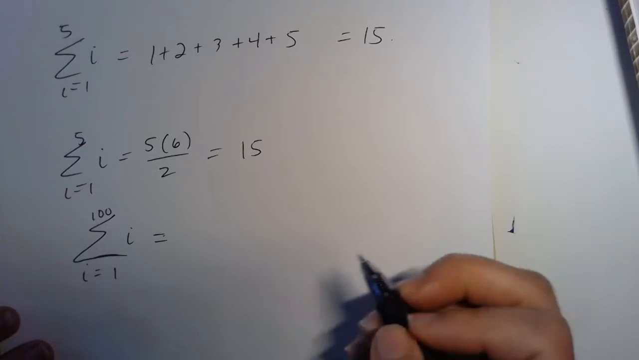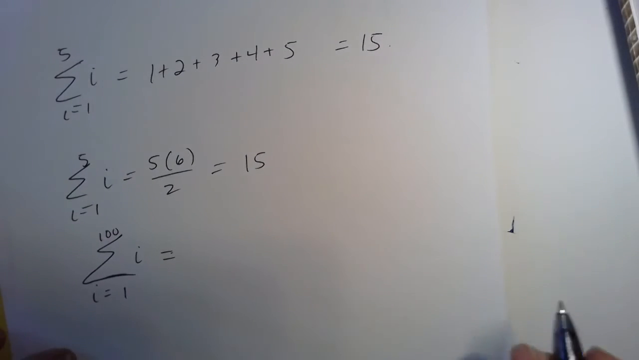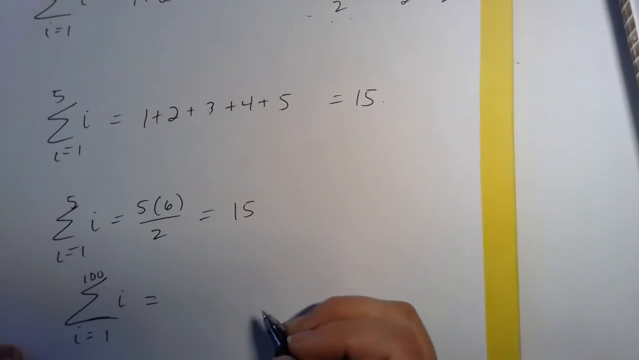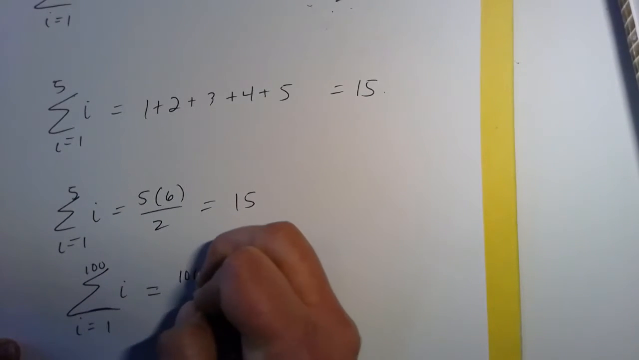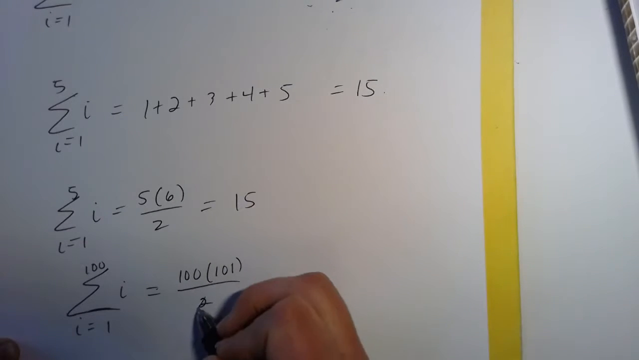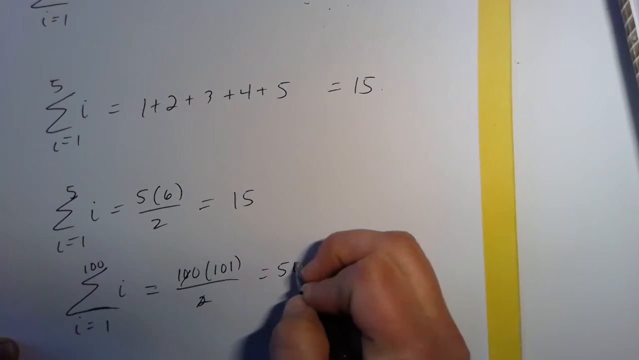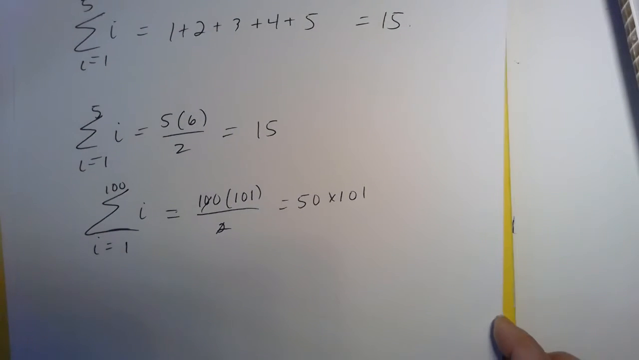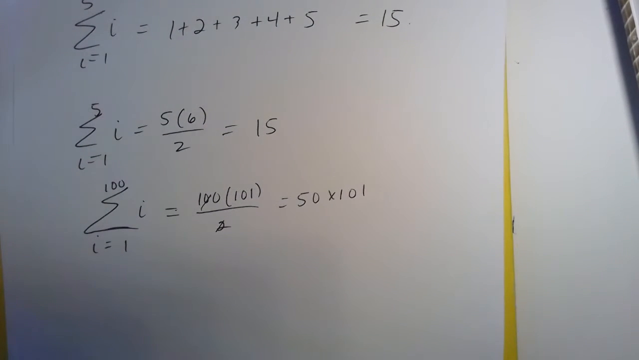Okay, so if I want to sum up i equals 1 to 100, I know that formula up here is n times n plus 1 over 2. So that means I have 100 times 101 over 2, which means really this is 50 times 101, whatever that is. You can get out your calculator and figure it out. But that is the sum. So it's a really easy multiplication.